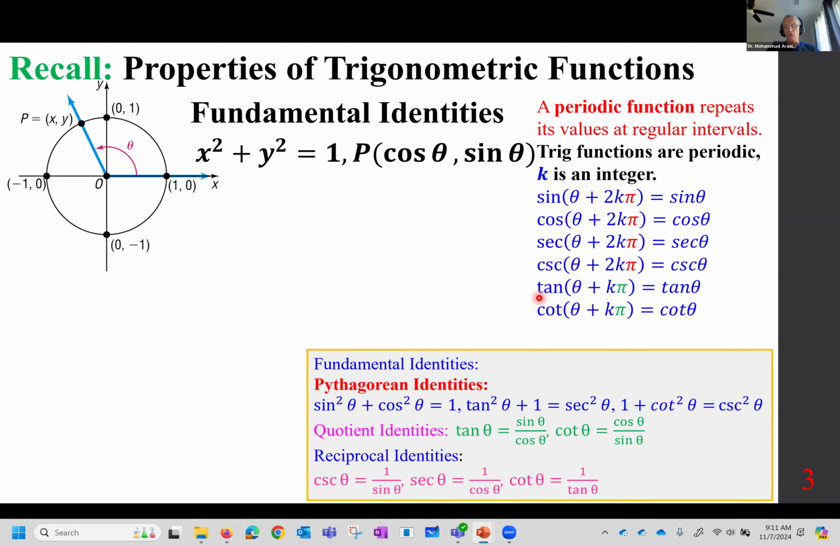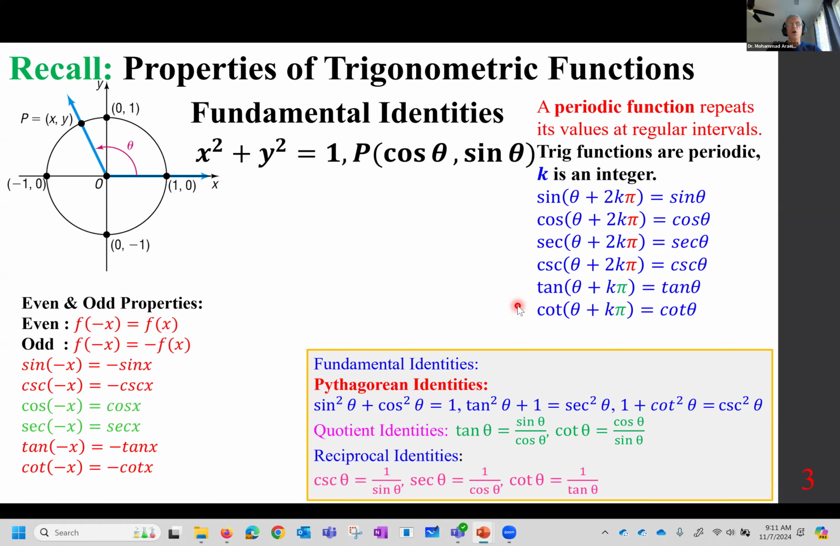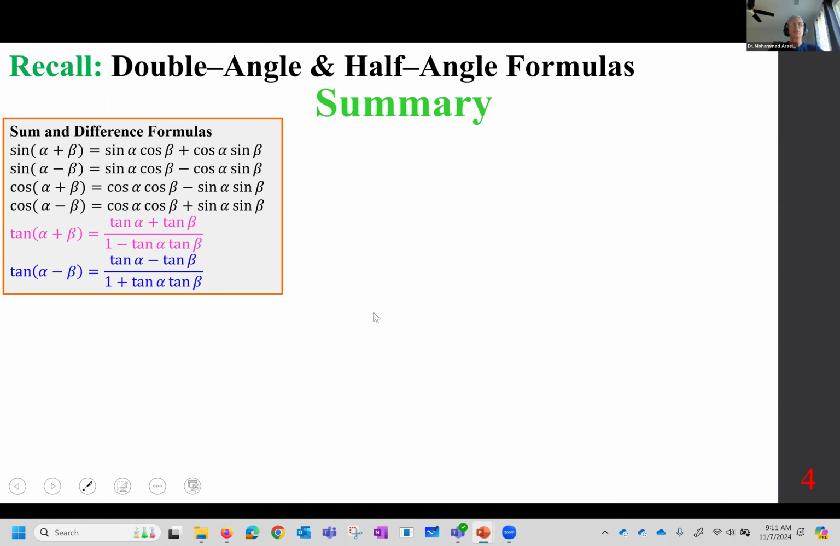Except tangent and therefore cotangent, which have period pi. All trigonometric functions are odd functions except cosine and therefore secant. In the case of a right triangle, a squared plus b squared equals c squared, and of course a plus b is 90 degrees. The sum and difference formula such as sine of alpha plus beta is sine alpha cosine beta plus cosine alpha sine beta, and the rest of them.